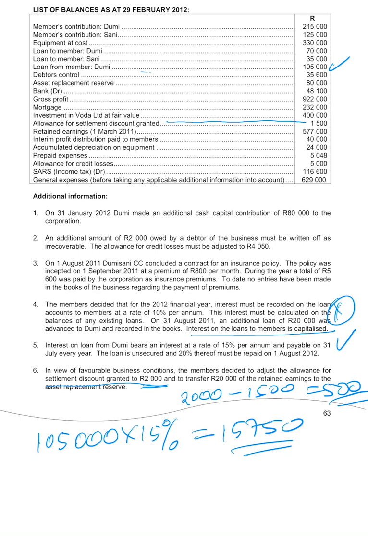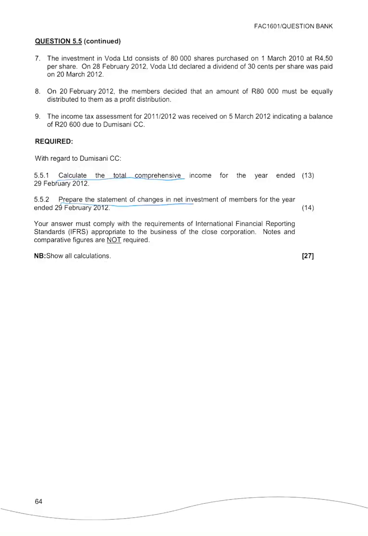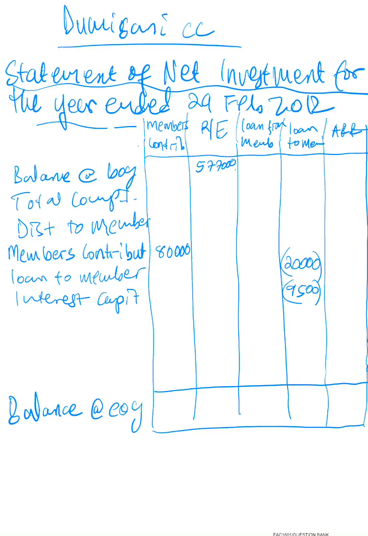Right, then next, they are to transfer 20,000 in the retained earnings to asset replacement reserve that we can see in the statement of net investment. So we can say transfer to ARR. So it will be coming from the retained earnings, then we add it to the asset replacement reserve, which is 20,000. So it's a minus there and a plus there.